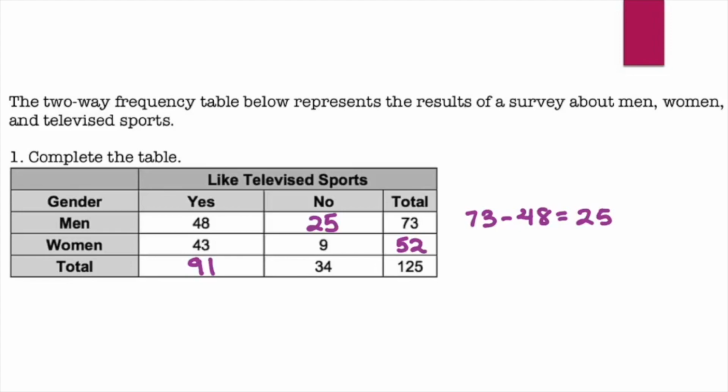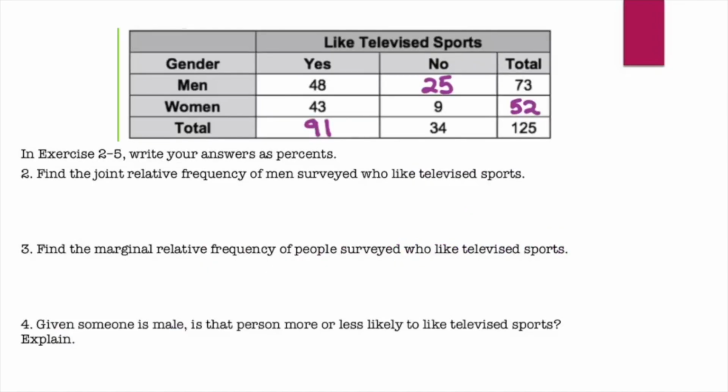And now you're going to go on to number 2, which is finding the joint relative frequency of the men surveyed who liked televised sports. All right, so doing that, the ones that like televised sports, you're going to do 48 out of 125 because that's the total. We're not doing the total with men, we're doing the total out of the entire survey. And then you actually figure out what 48 divided by 125 is, and that's 0.384, and then you multiply it by 100 to get back the 38.4%.